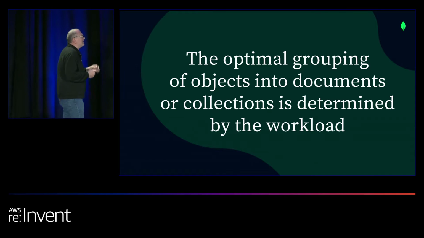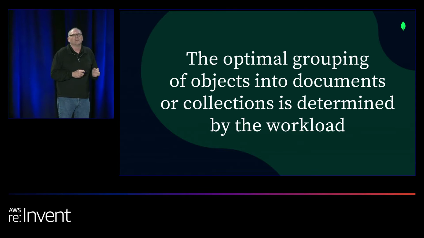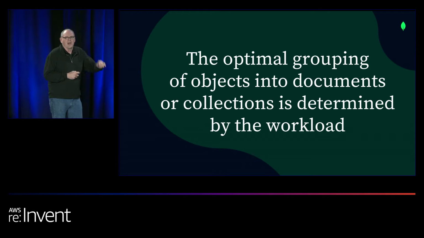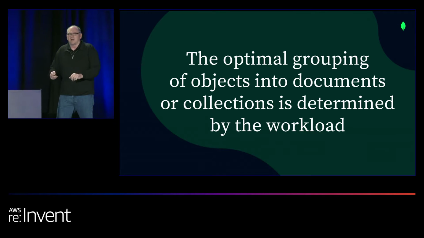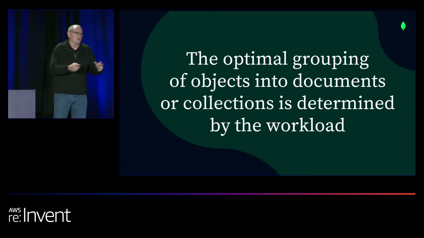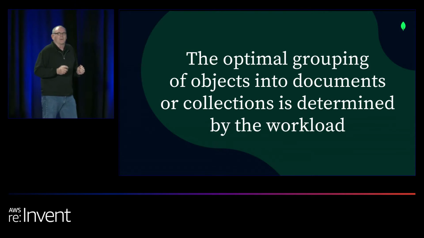So the reality is the optimal grouping of objects into documents or collections is determined by the workload, right? There's not a lowest common denominator. Like in the relational database, we have this third normal form, right? We're agnostic to every access pattern. We're optimized for none. In the case of the NoSQL database, what we found at Amazon was that the patterns that matter are the ones that run hundreds of times a second. Okay? The patterns that don't are the ones that run once a day, once a week, whatnot. So what I really want to do is drive efficiency into the high-frequency access patterns, and the way I do that is by optimizing the data model.